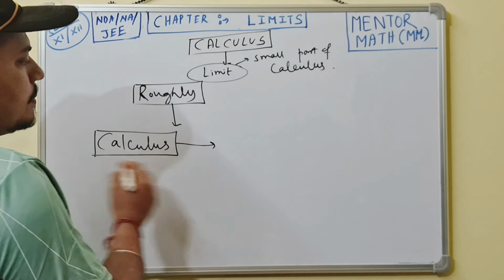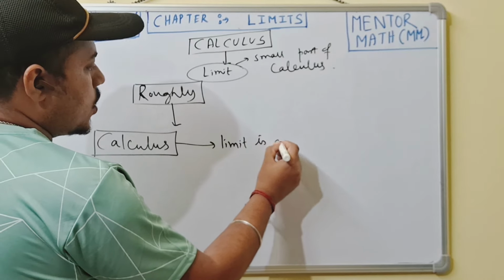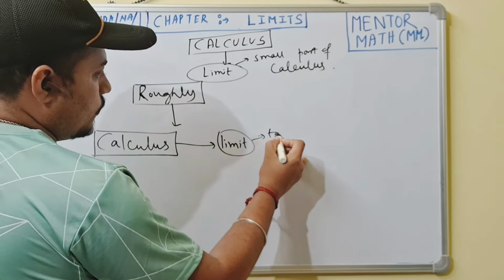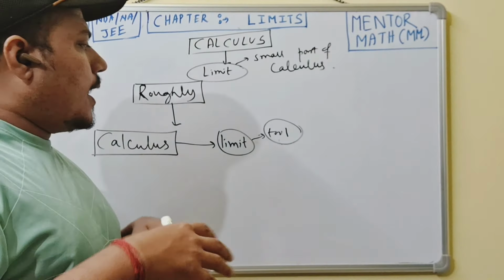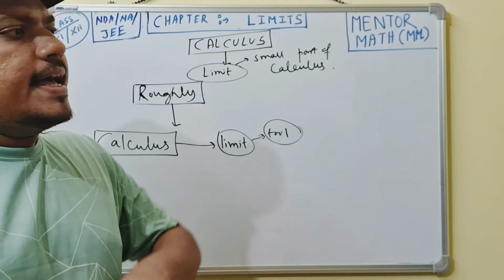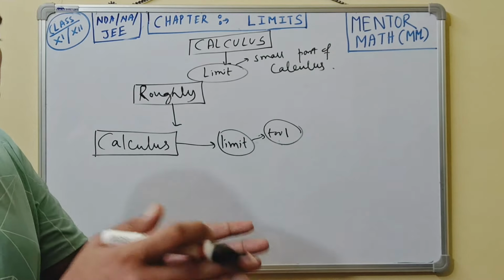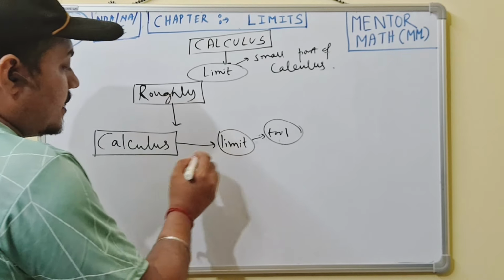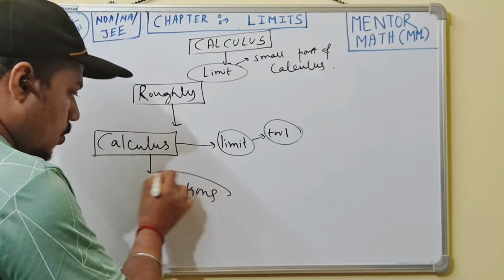So limit is one kind of tool. This is your tool to open that calculus room. Whenever you enter that room, you see that there are lots of small locked boxes there, and you can say that those boxes are your functions.